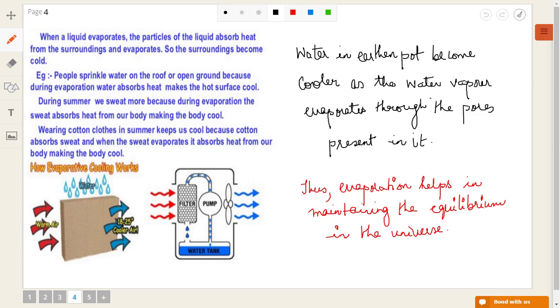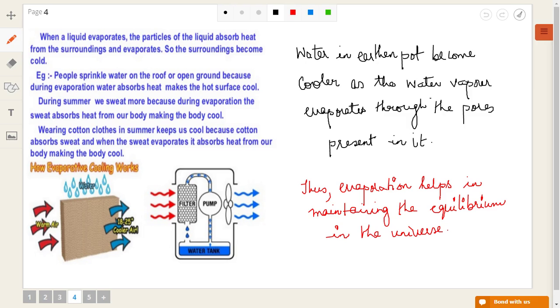There is one diagram over here which shows how evaporative cooling takes place. You can see over here there is warm water. The red arrow shows the warm water. It moves to the filter. Now there is a water tank. In the water tank the water is moved up. This cooler water takes away the heat from the warmer water. And then the cooler air is provided by the fan. This is how the cooler functions.